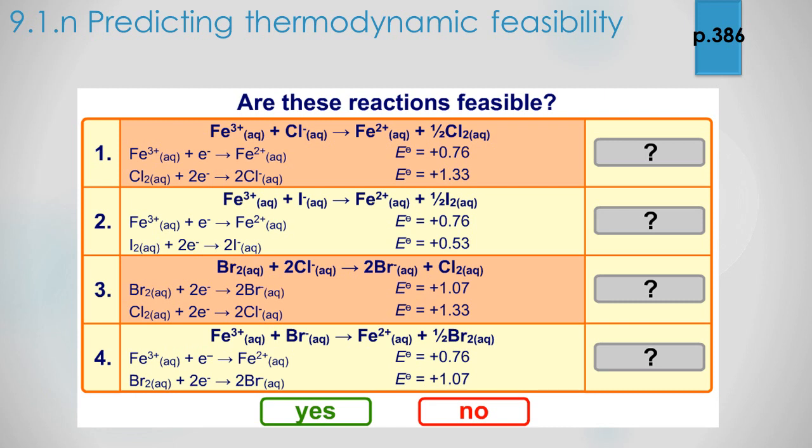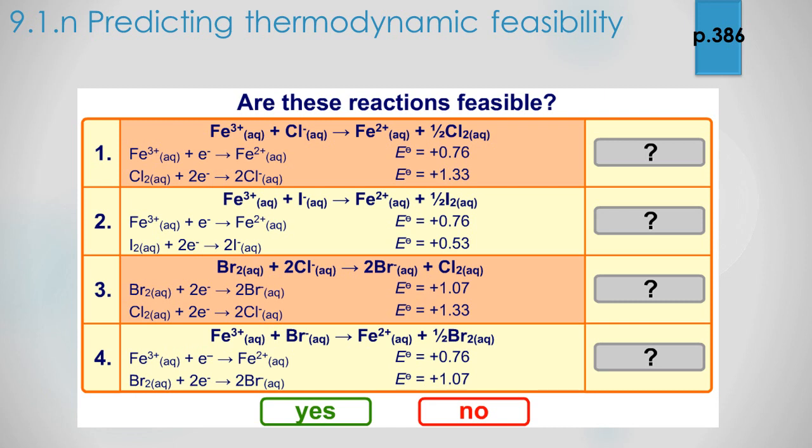Third reaction, Br2 plus 2Cl-, forming 2Br- plus Cl2. The Br2 is being reduced, the Cl- is being oxidized. So the E0 of the Br2/Br- couple is going to be the same. We're not going to reverse the sign. Whereas the Cl- is undergoing oxidation in the proposed reaction, so the E0 is going to become negative 1.33. As you can see, negative 1.33 is more negative, so the E0 of the cell will have a negative value, so the reaction is thermodynamically not feasible.